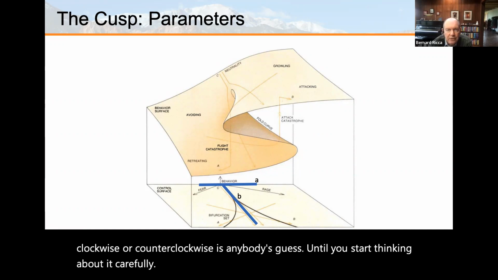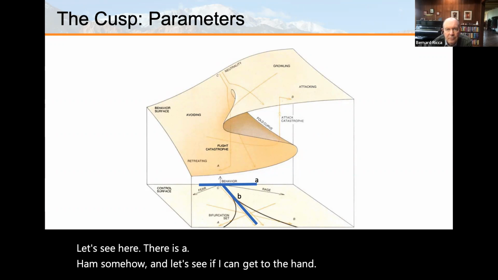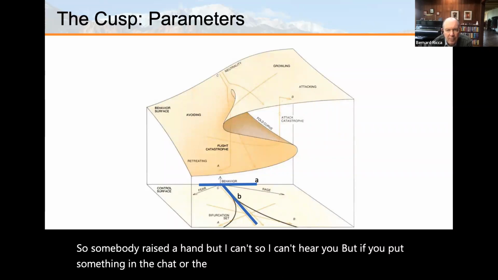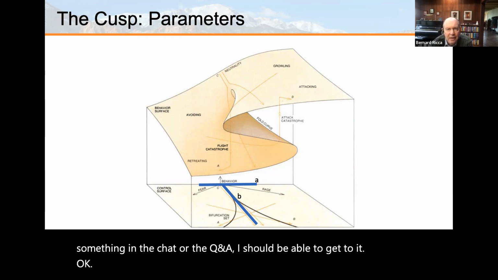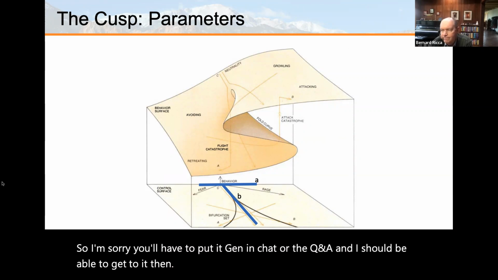Let's see here. There is a hand somehow, and let's see if I can get to the hand. Somebody's raised a hand, but I can't. So I can't hear you, but if you put something in the chat or the Q&A, I should be able to get to it, okay? Not letting me do this, obviously. So I'm sorry, you'll have to put it, Jen, in chat or the Q&A, and I should be able to get to it then.